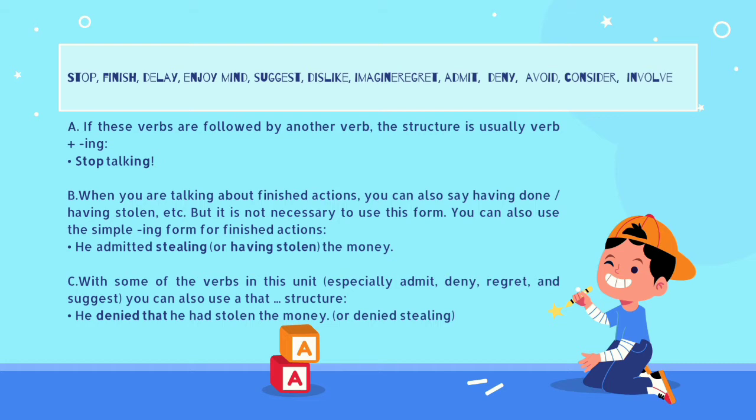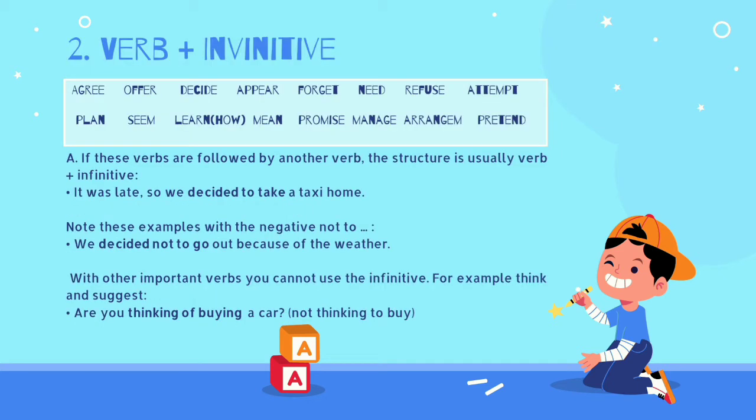C. With some of the verbs in this unit, especially admit, deny, regret, and suggest, you can also use a that-clause structure. Example, he denied that he had stolen the money, or denied stealing. Number 2. Verb plus infinitive.